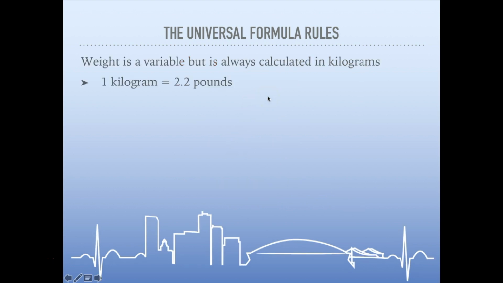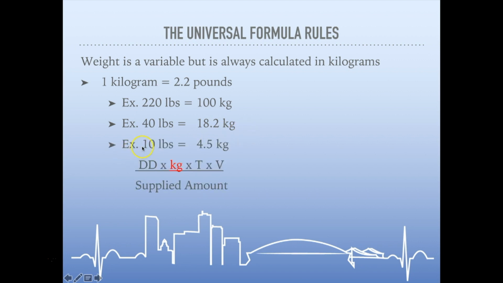Weight is also a variable, but it's always calculated in kilograms. 1 kilogram equals 2.2 pounds. So if we have 220 pounds, we'll divide 220 by 2.2, and when we calculate that, you'll see we get 100 kilograms. This time we have 40 pounds, we'll divide that by 2.2, and you can see we come up with 18.2 kilograms. And then if we have 10 pounds and we divide that by 2.2, you'll see that we get 4.5 kilograms.